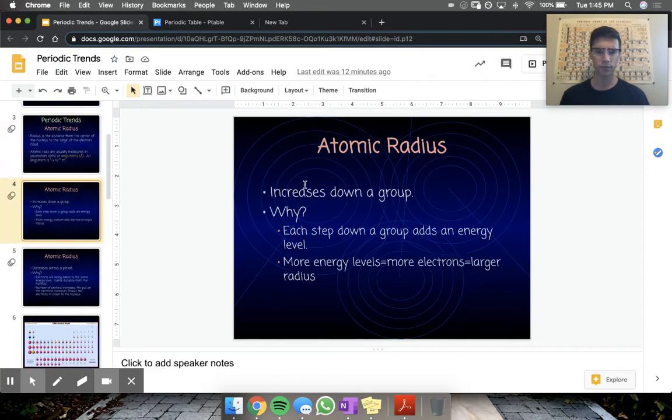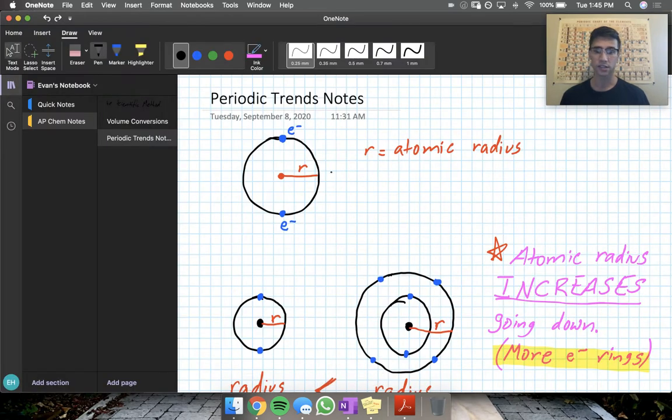Okay, so down a group, from top to bottom in the periodic table, it increases. Atomic radius increases, meaning it gets bigger. The radius gets bigger as we move down the periodic table. Now, let's talk about why. Well, keep in mind, each step down as we go down every single period from period 1 to 2 to 3, etc., in the periodic table, we add another energy level. Every time we move down a row in the periodic table, our Bohr model would get a new shell on the outside. Okay, so because it gets a new shell, it gets bigger, which makes sense.